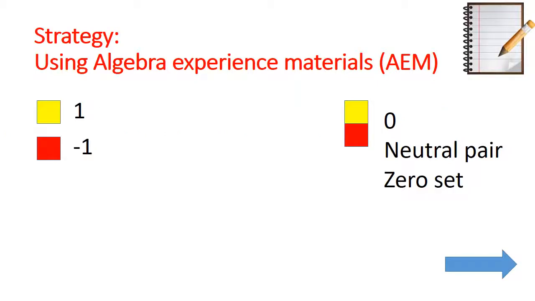Another strategy is by using the AEM, or the Algebra Experience Materials. So just a bit of a recap on these. The yellow tile represents +1 and the red tile represents -1. When we place the yellow and the red tile together, as you can see on the right, they form what we call a neutral pair, or they could also be called a zero set. It has a value of 0. They both cancel each other out. So when you see those together, a neutral pair or a zero set is worth 0.